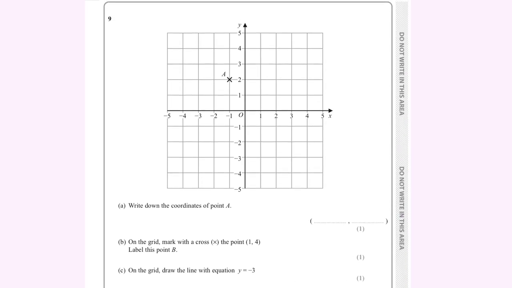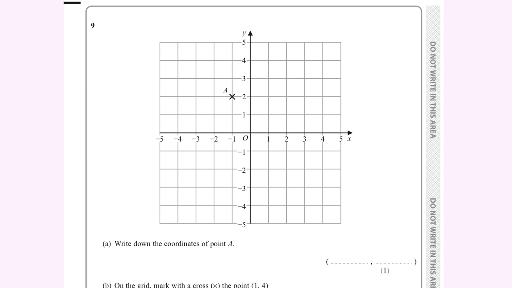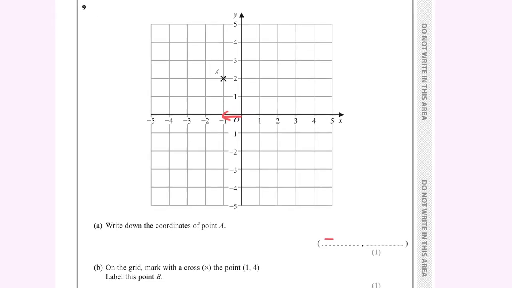Graph, lovely. Okay, a graph with coordinates. Remember, first things first, it says write the coordinates of A. You go along the corridor first, so that's -1. And then you go up the stairs, which is positive 2. Okay, so -1 and 2.